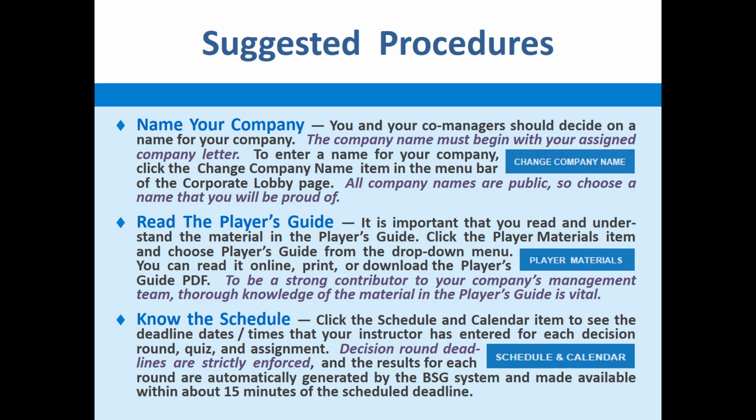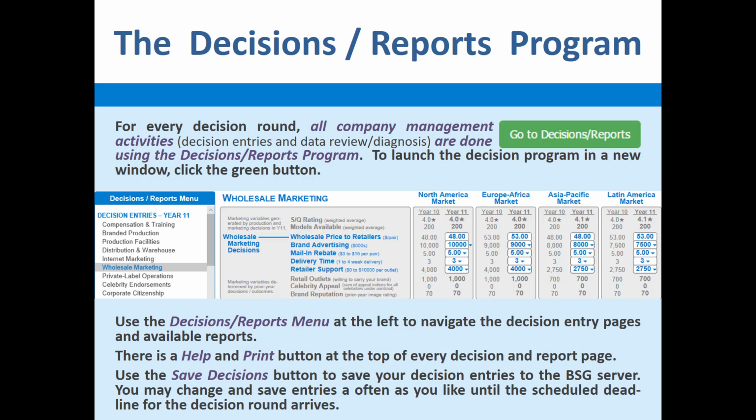I've already emphasized the importance of reading the player's guide, but I'll say it again. The player's guide is your friend. Spend some quality time with it. Also, know the schedule. Occasionally I have had teams who completely forgot about a decision year. When that happens, the game just uses the same decisions you made the year before. While that might be okay, most of the time some changes are necessary, and forgetting to make needed changes can cause quite a bit of damage to the company's performance.